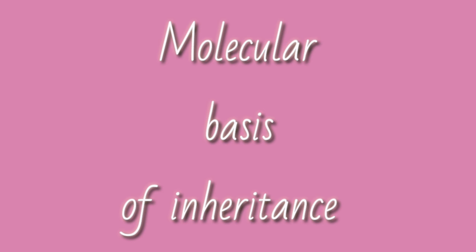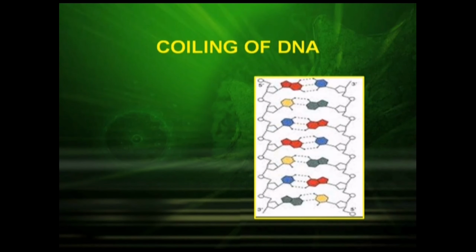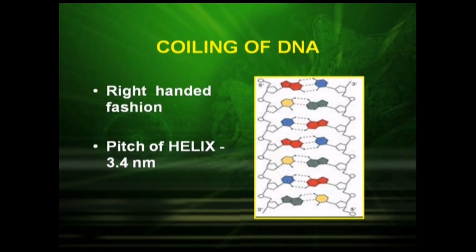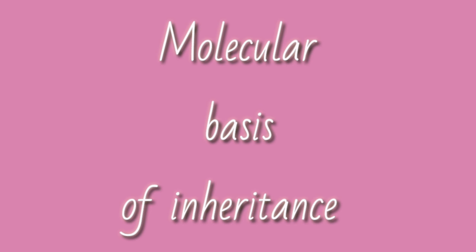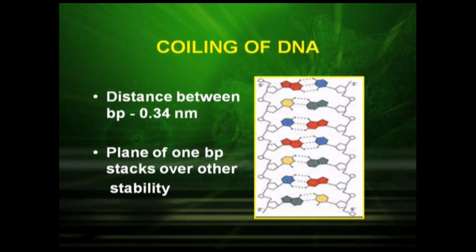Now let us study the coiling of DNA. The coiling is done in a right-handed fashion, as you can see in the picture. The pitch of the helix is 3.4 nanometers, and in each turn there are 10 base pairs. So the distance between each base pair becomes 0.34 nanometer. Another very important feature is how the stability is ensured in the DNA. It is because the plane of one base pair stacks over the other, so that the stability is ensured.